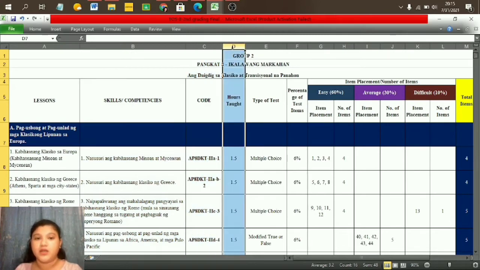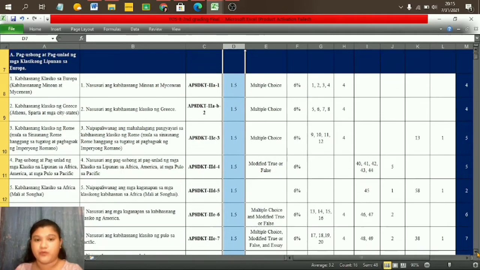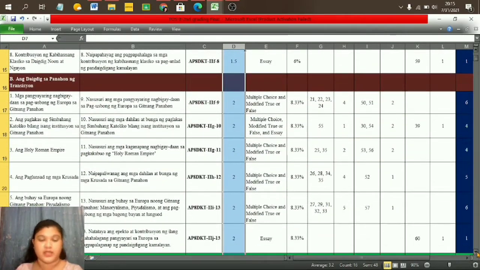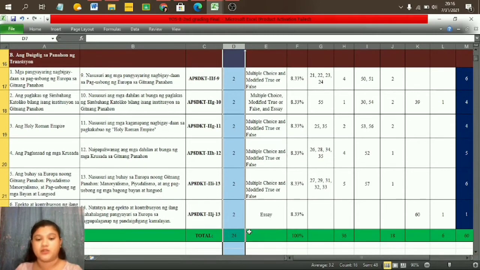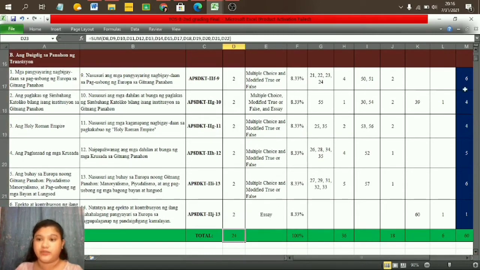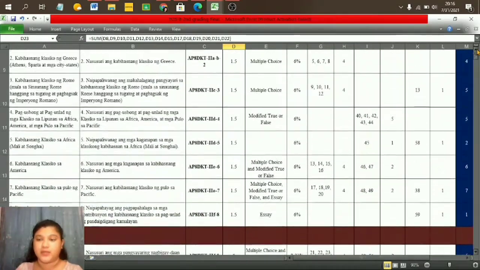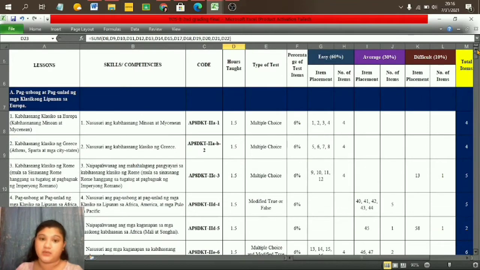And then here we could observe the R's taught. So we have 1.5 R's, and for the next part, the R's taught is 2 R's na. And then the total R's of it is 24. So this is situated in the pandemic because it's only 3 meetings a week.